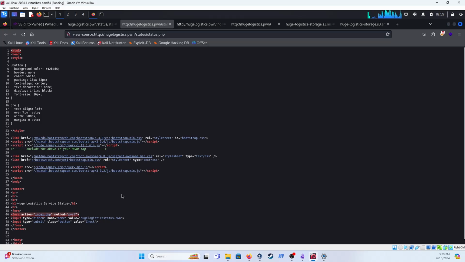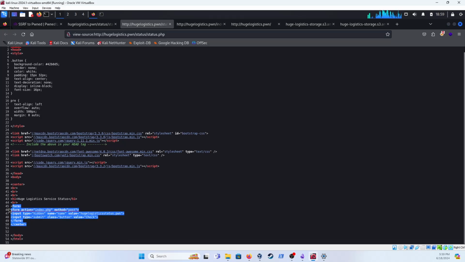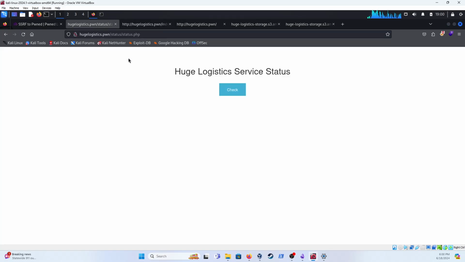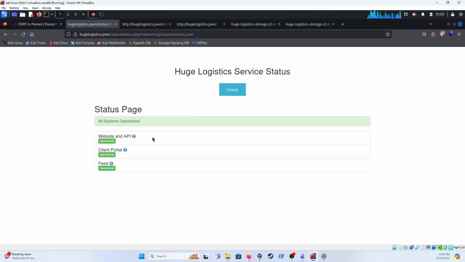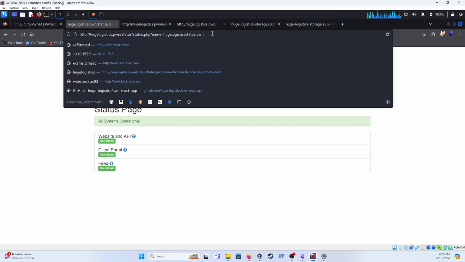If we view the page source of this, we can see a form here, and its value is hugelogisticsstatus.pwn. All right, so let's see what happens when we click the check button. It returns some pieces of information here, but then check out this URL. This is going to be really revealing for the specific attack, SSRF in this case. Also, this might be indicative of LFI or RFI, local or remote file inclusion. What we're looking at right now, though, is possibly SSRF.